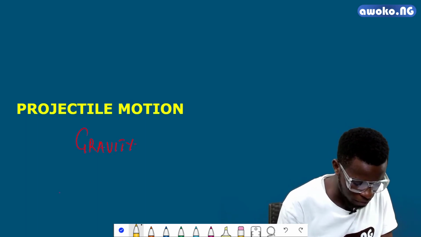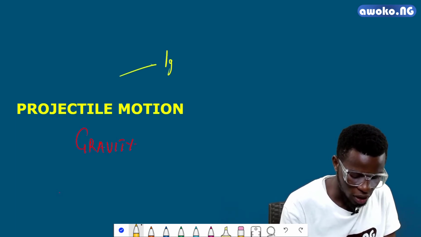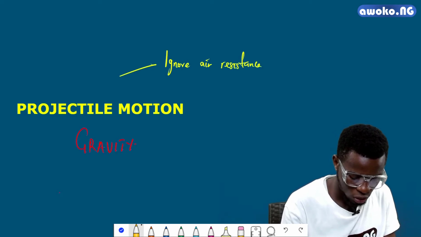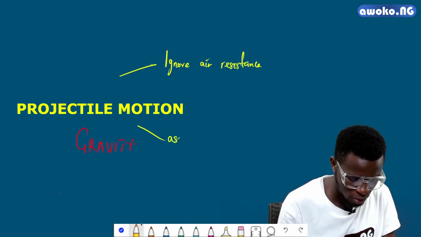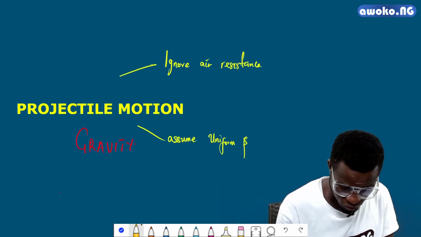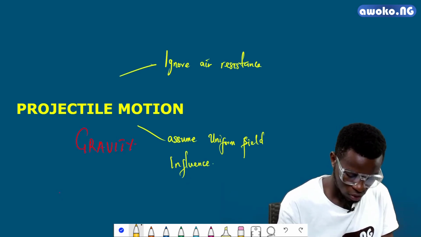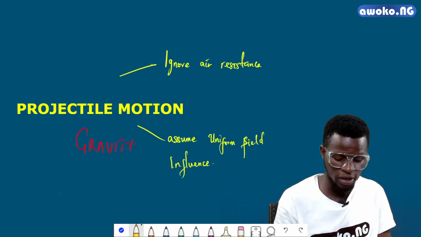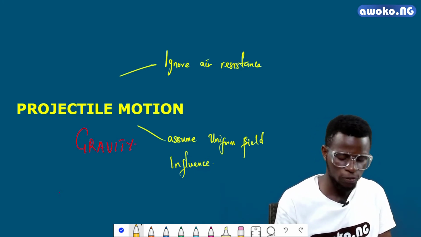I simply imply that for a projectile motion, we ignore air resistance. So we usually ignore air resistance when dealing with projectile motion. We also assume uniform field influence. So these are the two major assumptions we make for this class. We are going to ignore the air resistance, and we are also going to assume uniform field influence.